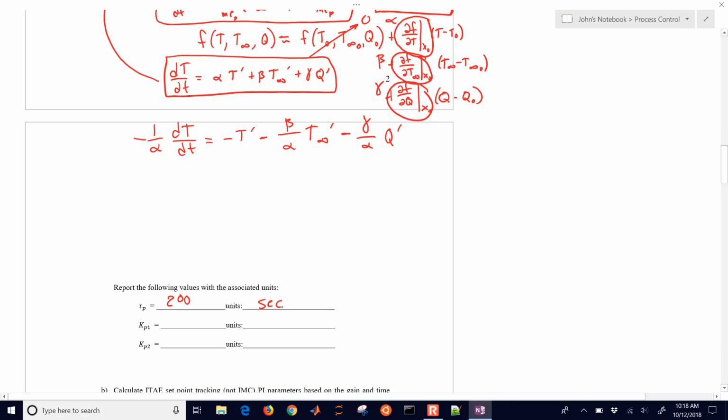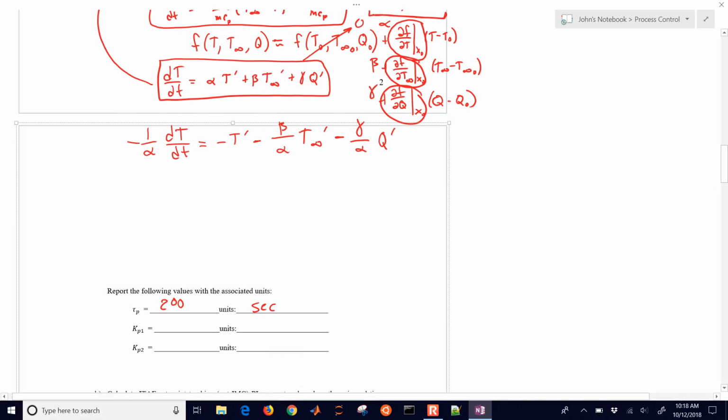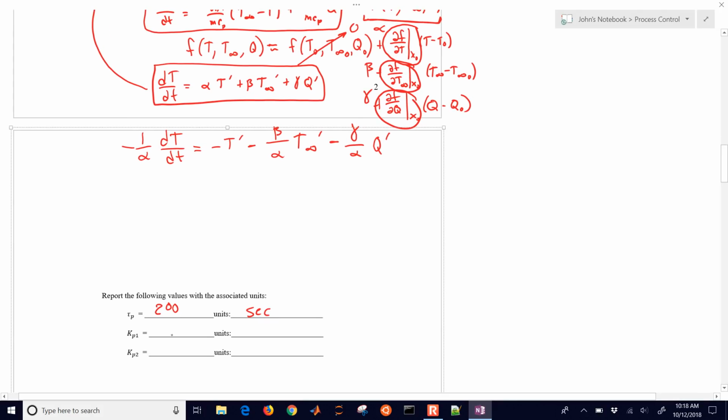The kp1 is going to be beta divided by alpha, and that is going to be equal to 1, and the units on that are none. They're going to cancel out. And then finally we have gamma divided by alpha, and that is going to be equal to 200, and that will be K divided by W, Kelvin divided by watts.